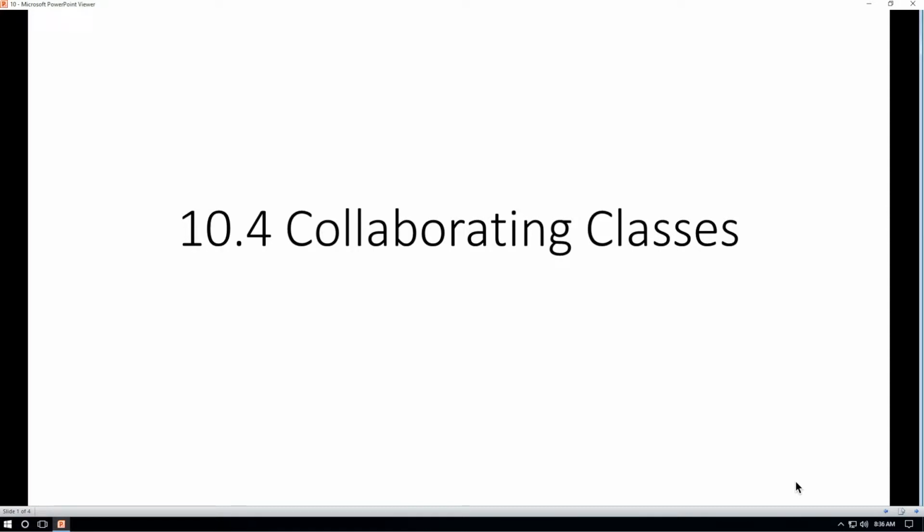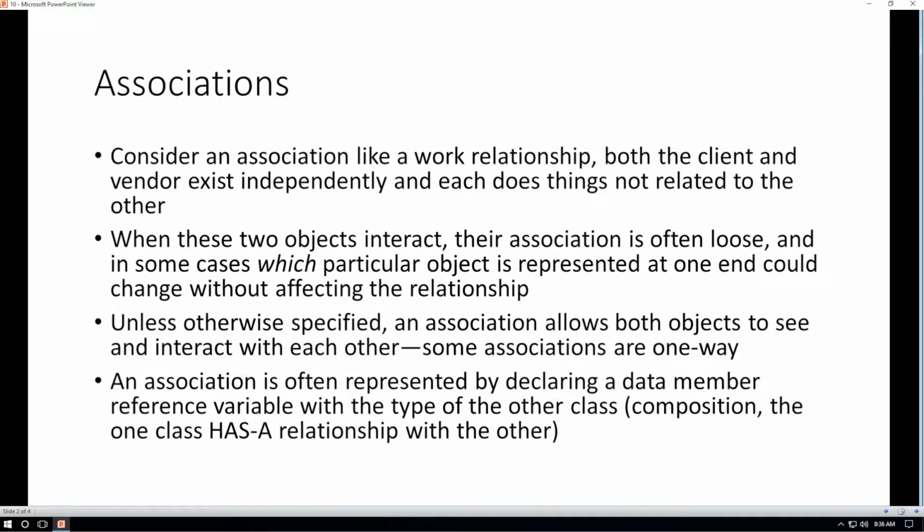In this section, we're going to discuss collaborating classes and the associations between objects of different classes. Consider an association like a work relationship where a client and a vendor exist independently and do things not related to each other, but they do come together at certain points to perform business functions.